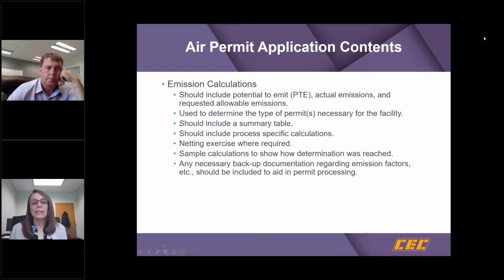Always submit a sample to show how you're getting there. It helps the agency in their review. Sometimes we'll send something over to the agency in an Excel spreadsheet where you don't have your formulas in there. It can be hard for the agency to follow where you're getting your info from. So having a sample calculation to show how you got there is always helpful. And if you have any backup information such as engine info from the manufacturer, that can always help with the permitting process.